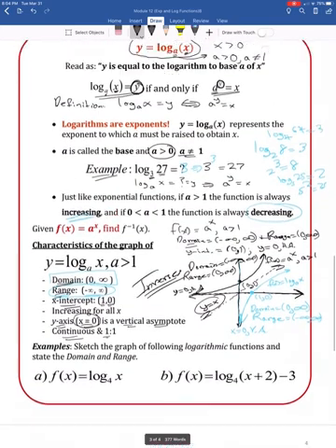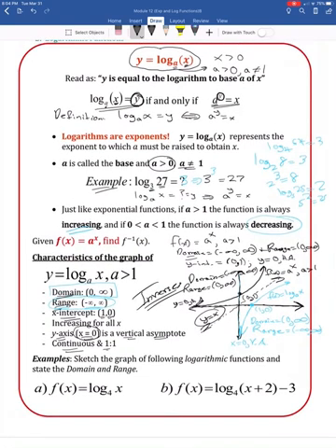So let's take a look at a couple of quick examples. Let's sketch the graph of the following log functions and state domain and range. Let's start basic. Example A, what's the graph of log base 4 of x? If we want to graph that, it wouldn't take long to graph. Let's just graph it right here beside it.